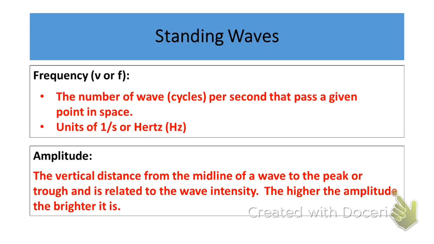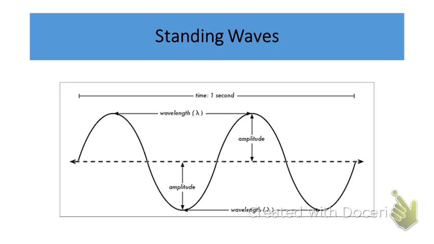Also, the higher the amplitude, the brighter the wave is in terms of light. So when we're looking at the brightness of light, which light is a wave, so when we're looking at how bright it is, the higher the amplitude, the brighter the light that we're going to see. All right, so here we go.